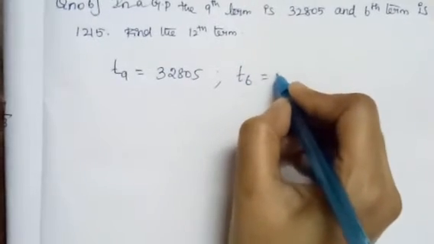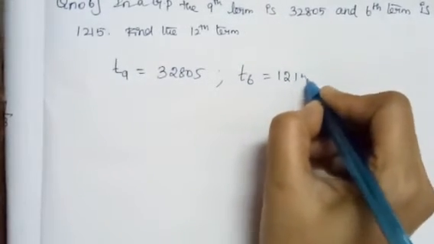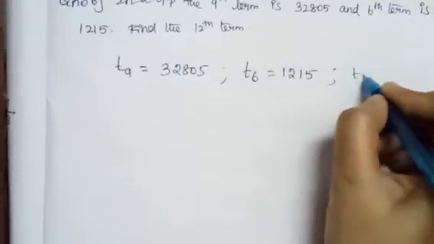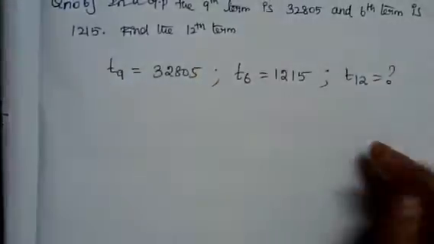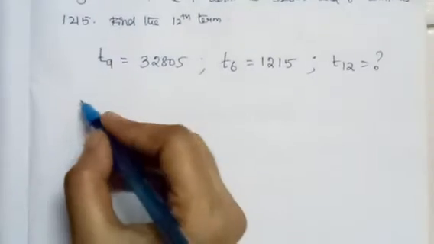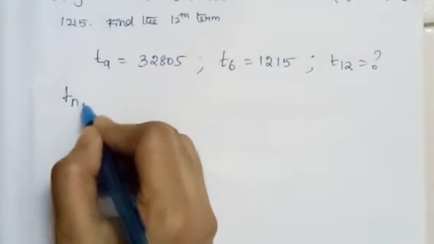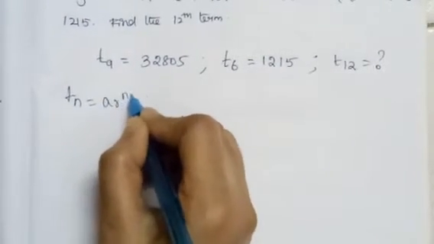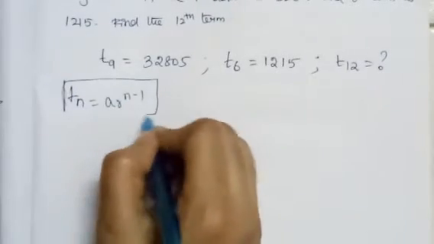Sixth term can be written as T6 is equal to 1215. Then find the 12th term. 12th term we have to find, T12. So before writing this, write your Tn formula. Tn is equal to AR power n minus 1.